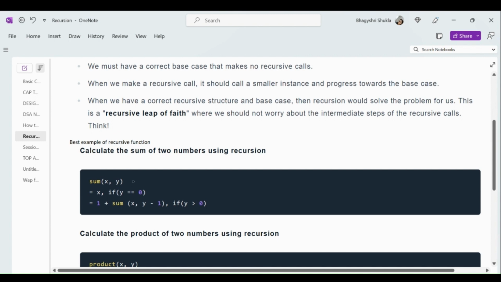And when we apply the condition, we check: when we get the values of x and y, if y equals 0, we return x. Or else we give the addition of 1 plus the recursive call, sum of x comma y minus 1, and that is executed until y is greater than or equal to 0.